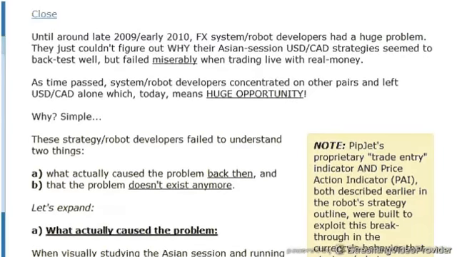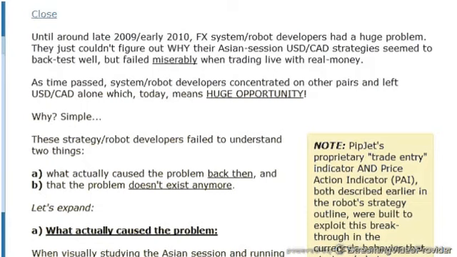Until after 2009, early 2010, FX system robot developers had a huge problem. They couldn't figure out why their Asian session USD CAD strategies back-tested well, but then failed miserably when trading with real money on live trading accounts. As time passed, system developers, robot developers left USD CAD alone. They concentrated on other pairs, which is a huge opportunity for us today.